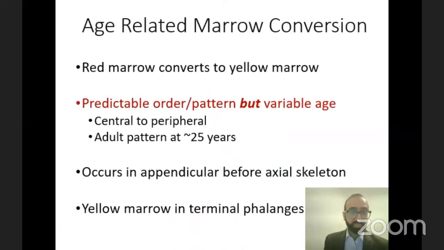So how does age-related marrow conversion occur? Again, it's reiterated that the age exactly is variable, but it occurs centrally to peripherally. That means it happens in the middle of a bone and then spreads from the center to the proximal and distal bits if you're talking about a long bone. And it happens in the limbs before it does in the spine and skull.